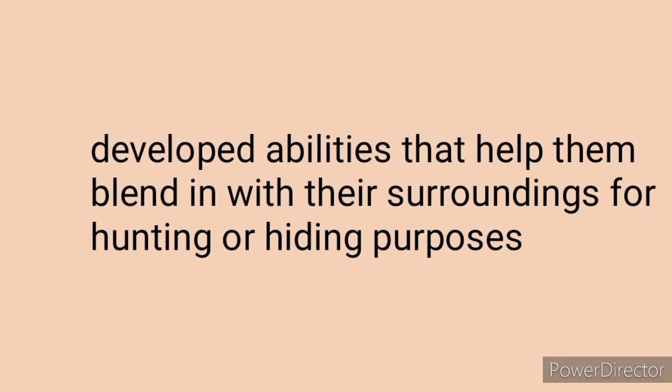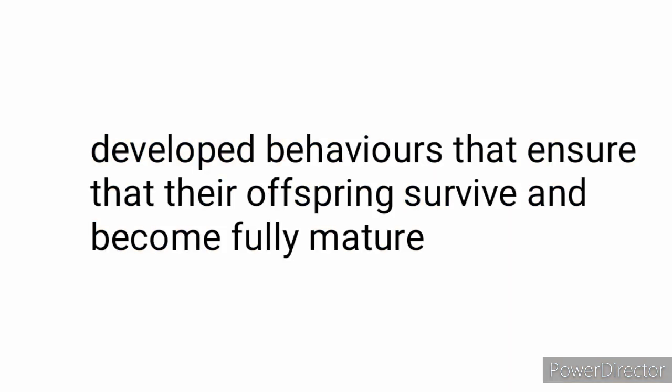Then we have developed abilities that help them blend in with their surroundings for hunting or hiding purposes. So animals know where to hide and they know where to hunt. Okay, they know where to hunt animals to kill them and eat, and they know where to hide when other animals want to hunt them. They develop behavior that ensures that their offspring survive and become fully what? Mature. We have a way of caring for our young ones, is it not? Yes, we humans. Even so, animals and plants have a way of caring for their young ones.